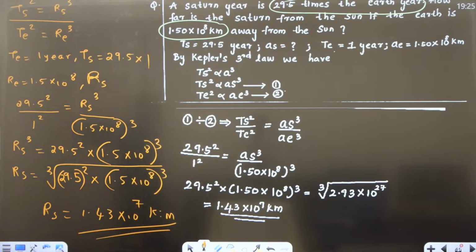If you solve this you will get this answer. 1.43 into 10 raised to 7 kilometer is the answer. Any doubt?